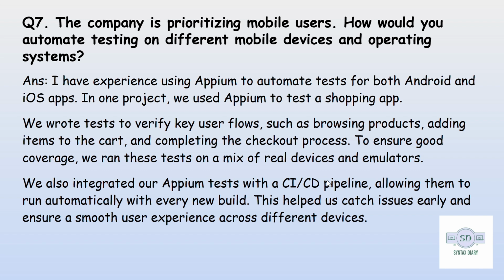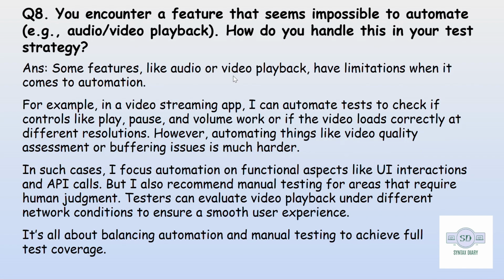Now let's move to the next question. You encountered a feature that seems impossible to automate, that is audio video playback. How would you handle this in your test strategy? Some features like audio and video playback have limitations when it comes to automation. For example, in a video streaming app, I can automate tests to check if controls like play, pause, and volume work or if the video loads correctly at different resolutions.